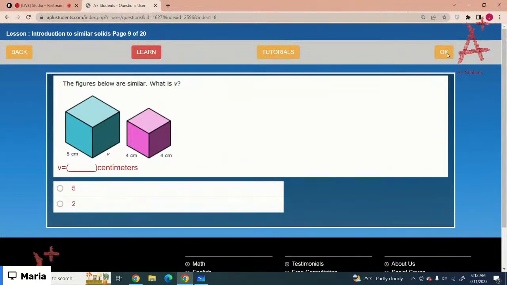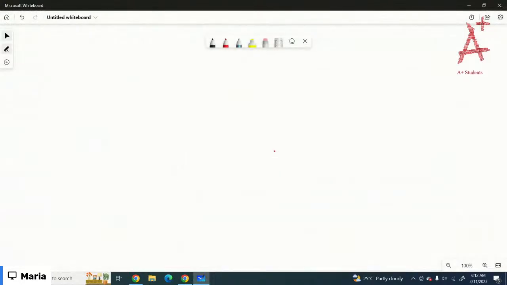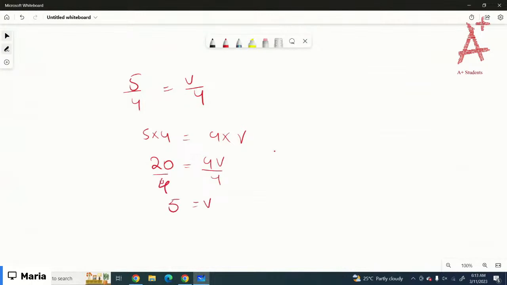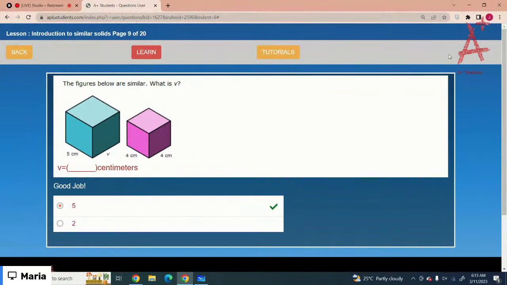Okay, the next one is 5 over 4 equals V over 4. So just do cross multiplication. 5 times 4 equals 4 times V. 5 times 4 is 20. 20 equals 4V. Divide both sides by 4. So it is V equals 4 times 5 is 20. So the missing length is V equals 5. Just select the correct option and click on the OK button.